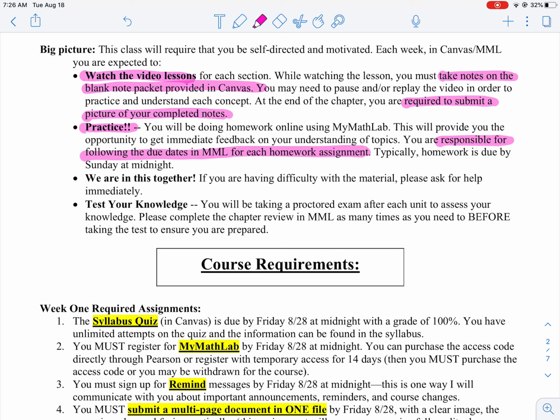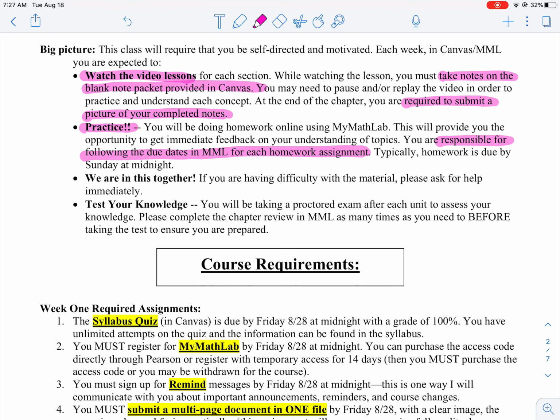Please do not wait till Sunday to try to do all of it. It is way too much for you to do all in one day. It's way too much information. You need time to practice and absorb. So please make sure that you are spending time throughout the week watching the videos, learning the information, practicing the information, and please do not wait till Sunday night.